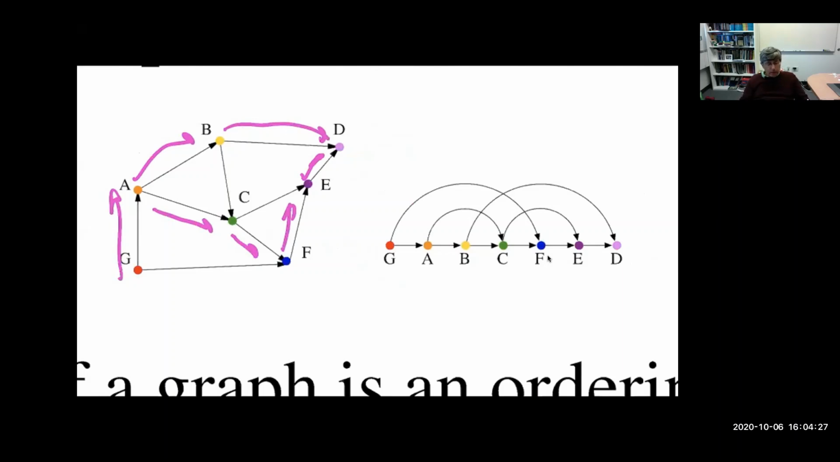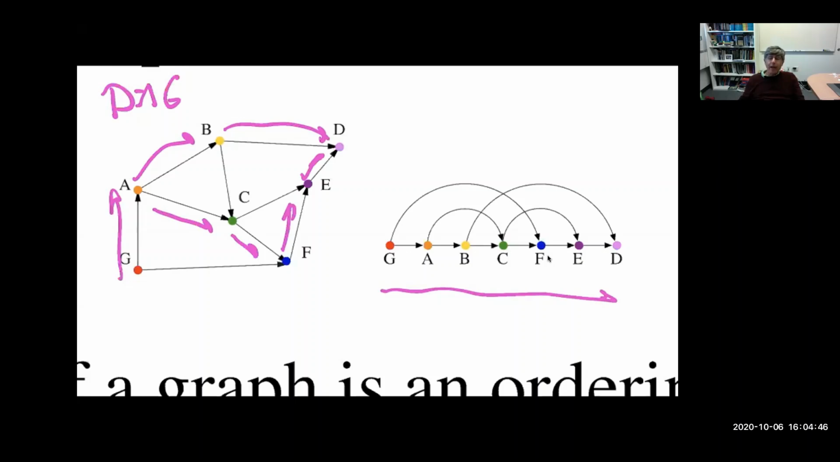A directed acyclic graph, or a DAG, has a topological sort, which is an ordering of the vertices from left to right such that all the edges go from left to right. Any questions?